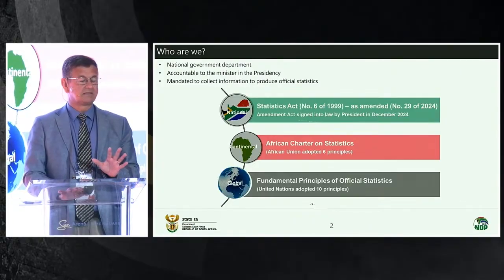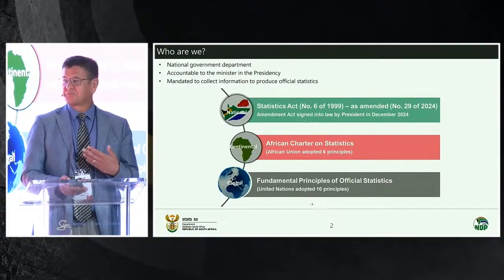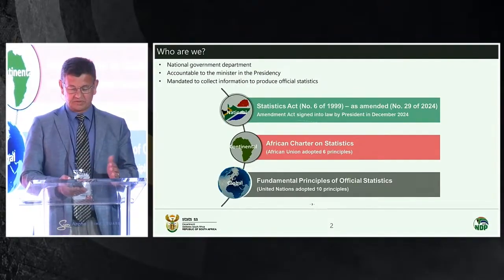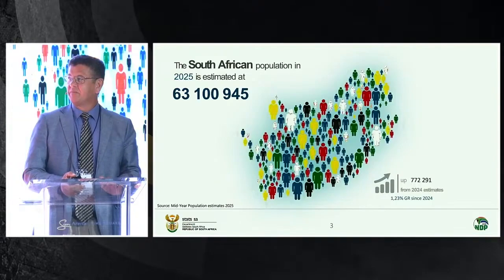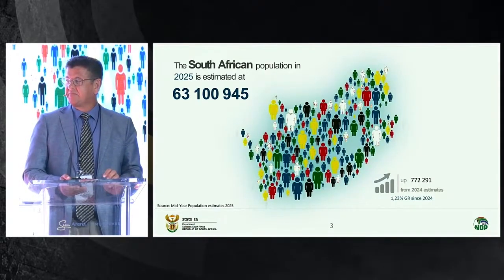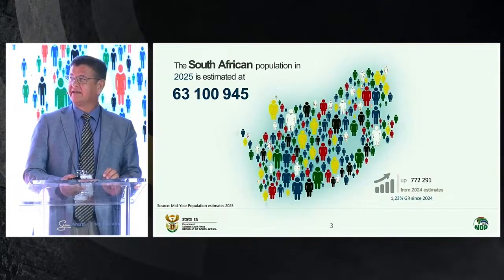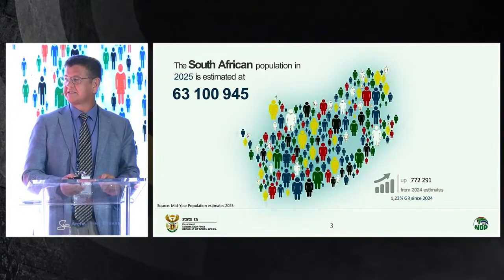We talked about changes that we've made to our labor statistics to try to measure informality a bit better. It's in response to what globally happens with international standards and frameworks. As a point of reference, our current mid-year population estimates reckon that we are just over 63 million people in South Africa. That was the 2025 estimate.